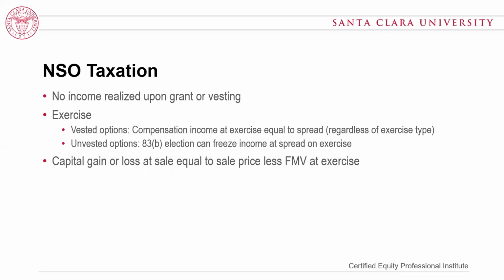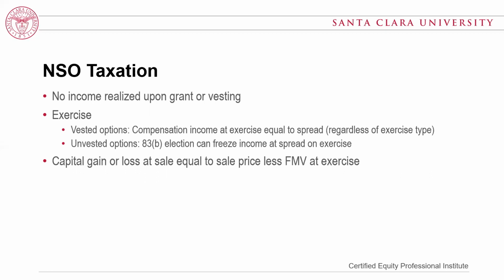In this situation, optionees recognize ordinary income equal to the spread on the exercise date, meaning the stock price on the exercise date minus the exercise price. When those shares are sold, the optionee recognizes capital gain or capital loss equal to the difference between the sale price and the stock's fair market value on the exercise date.